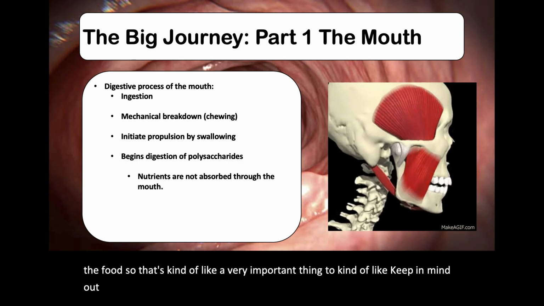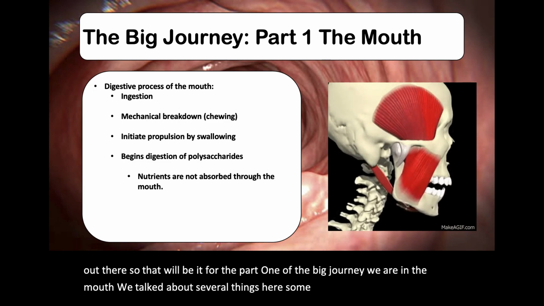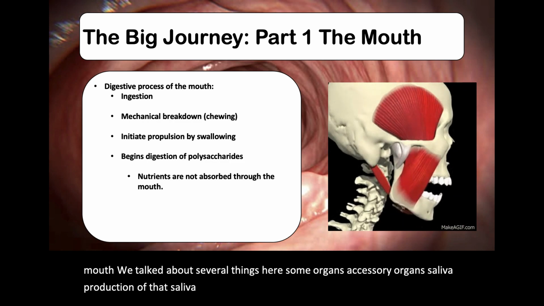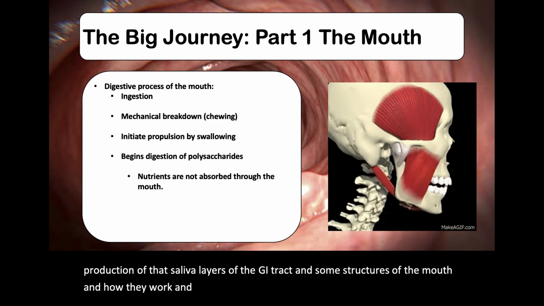So that will be it for part one of the big journey. We are in the mouth. We talked about several things here: some organs, accessory organs, saliva, production of that saliva, layers of the GI tract, and some structures of the mouth and how they work, and anatomically how they look.